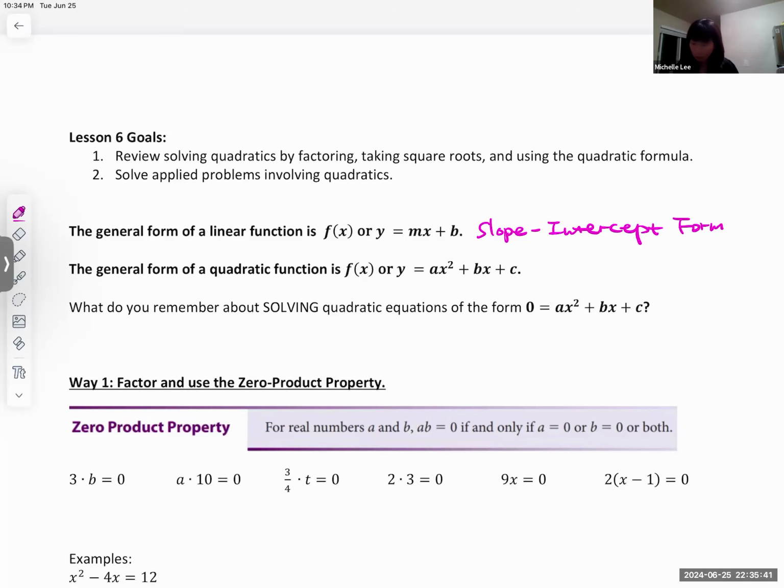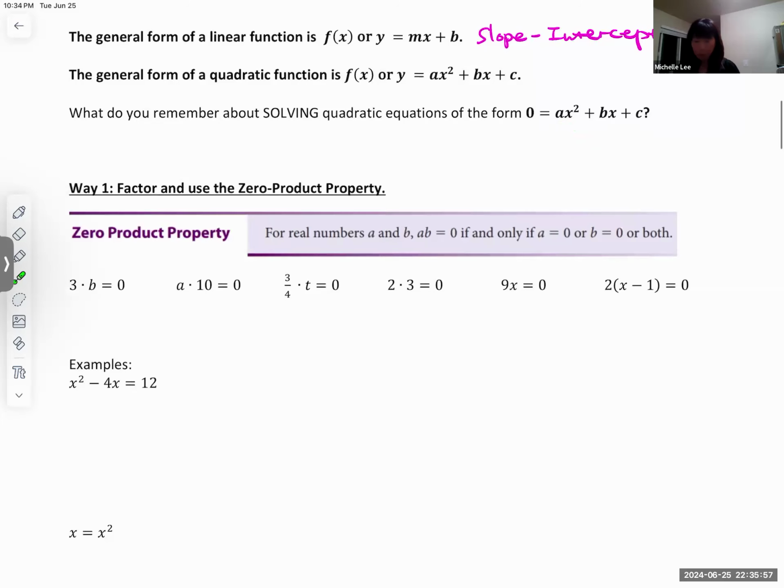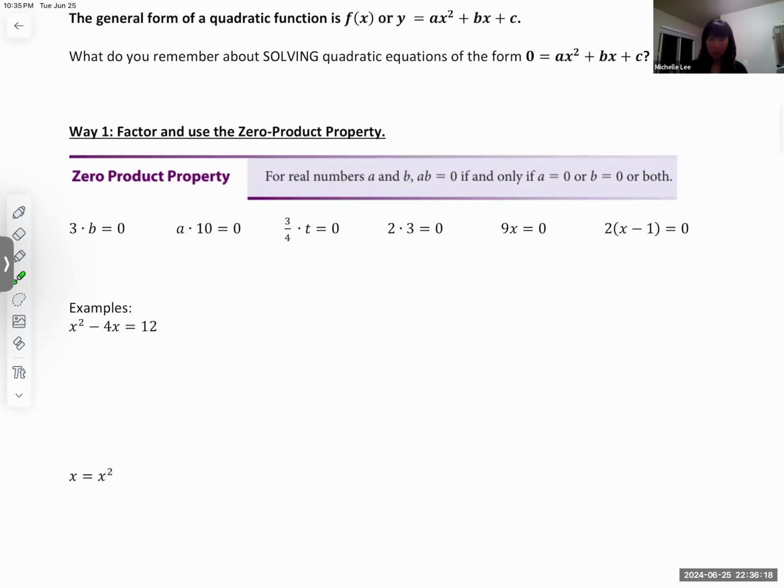Now, what do you remember about solving a quadratic equation? The other side is 0 and ax squared plus bx plus c, right? So how did you do it? We had the zero product property. That means a times b equals 0 if and only if a equals 0 or b equals 0, or both are equal to 0, right? Okay, so let's find out.